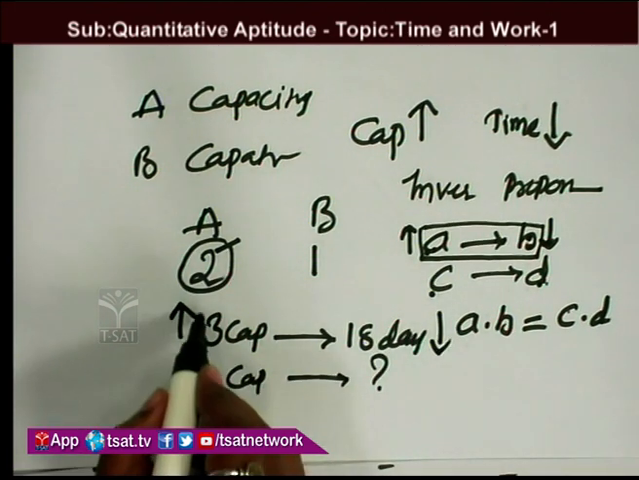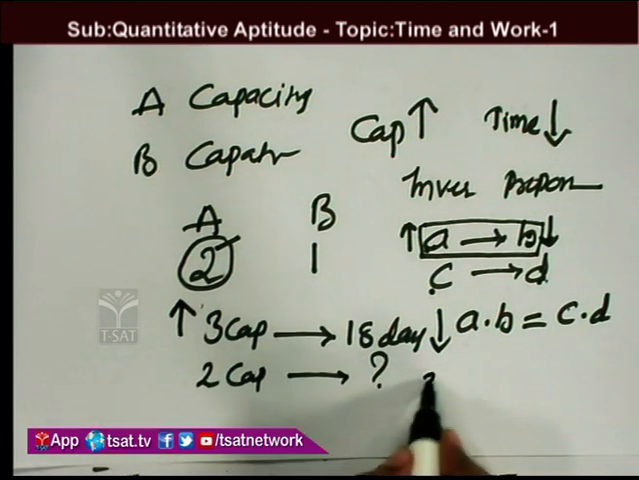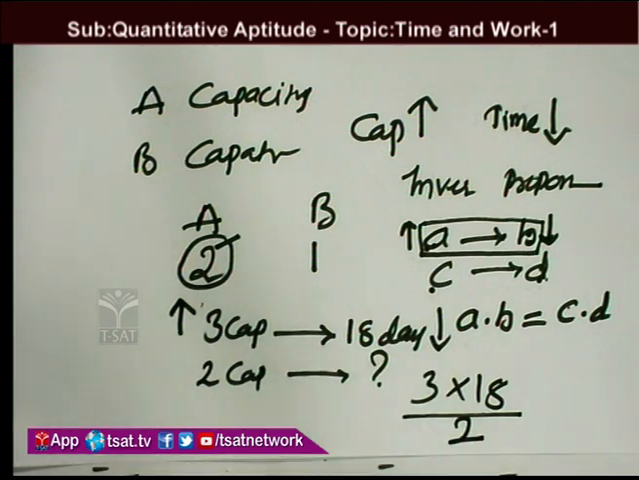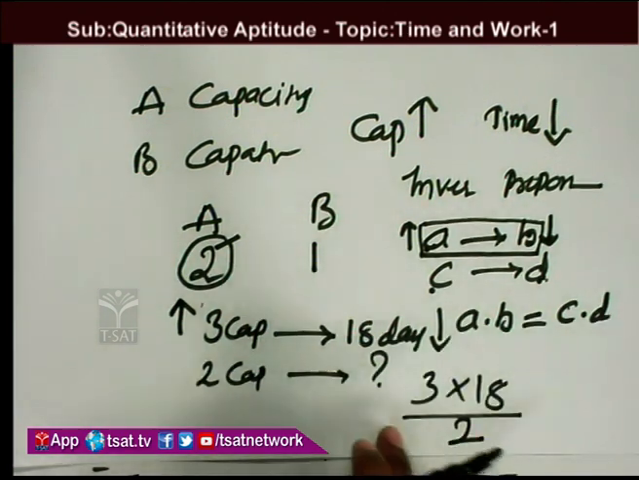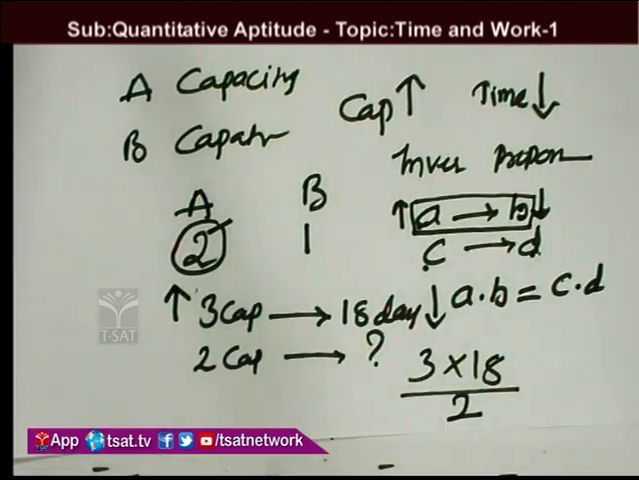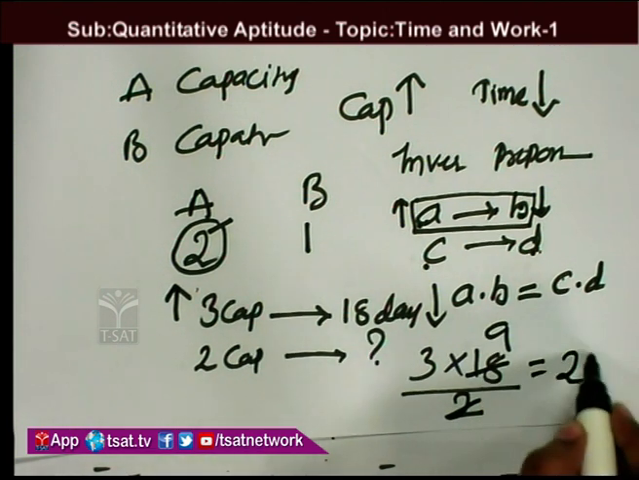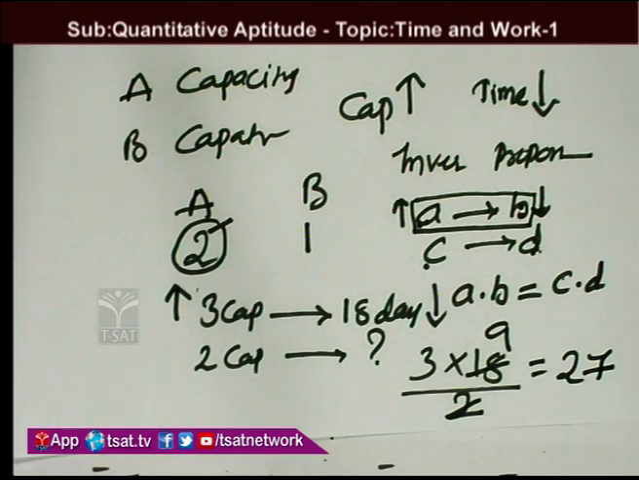Easily, we apply 3 into 18 by 2, because in A into B equal to C into D, the capacity comes to the numerator. So 3 into 18 by 2: 2 nines are 18, 9 threes are 27 days. So A alone can complete the work in 27 days. Two capacities of work is how many days for A? That is 27 days. Very simple.